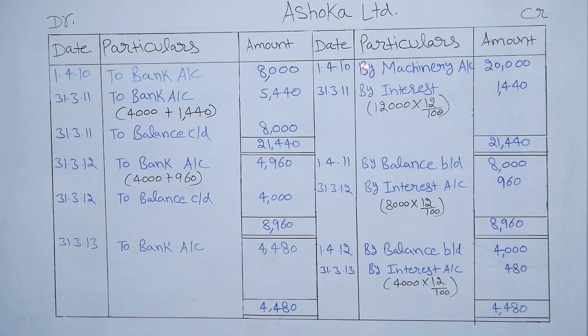On 1st April 2010, by machinery account 20,000. Rajesh purchased machinery on 1st April, then what will be the entry? Entry will be machine account debit to Ashoka Limited. If we do ledger posting of Ashoka Limited, then we will write by machinery account 20,000.